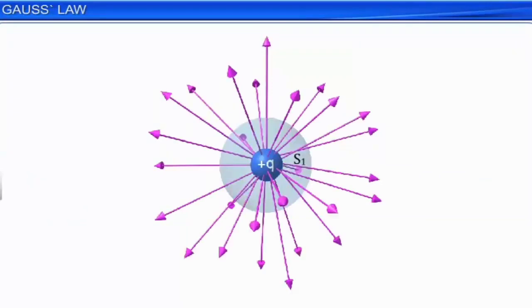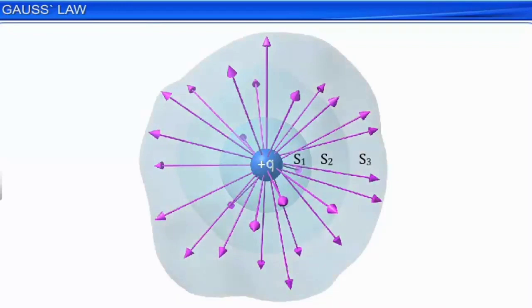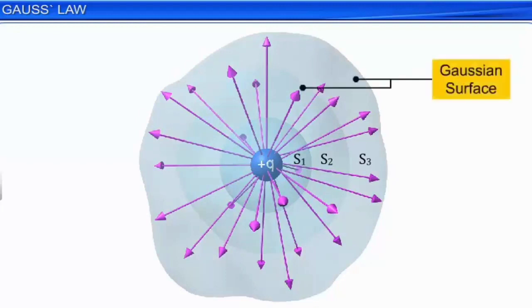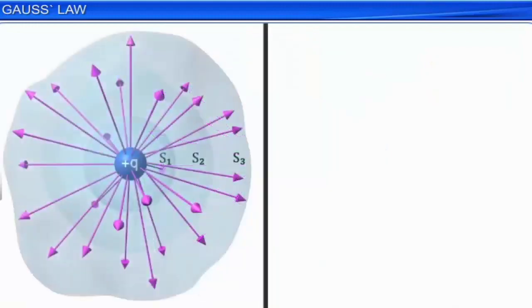Now consider two other closed surfaces, S2 and S3, around S1. We see that since S2 and S3 are closed surfaces, they can also be referred to as Gaussian surfaces. But it is important to note that the surfaces S2 and S3 are of arbitrary shape. We have seen that the net electric flux, phi, through S1 is equal to Q by epsilon naught.